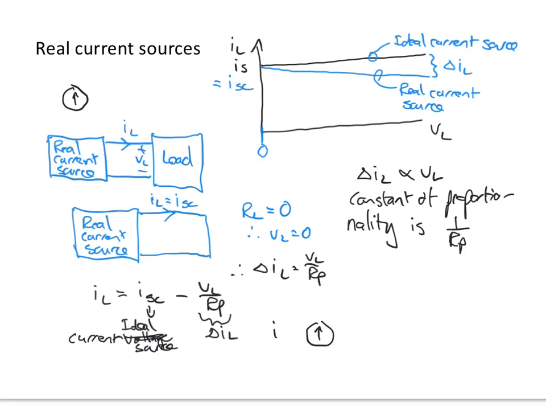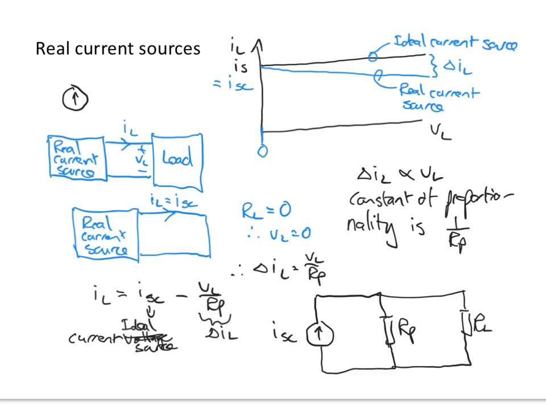And it means that we can represent a real current source as an ideal current source producing current I short circuit connected in parallel with a source resistor, and that's connected to a load RL. So we've got IL flowing here, and we've got the voltage VL across the load.